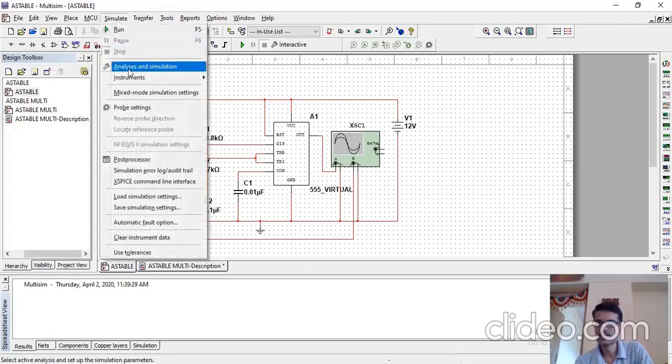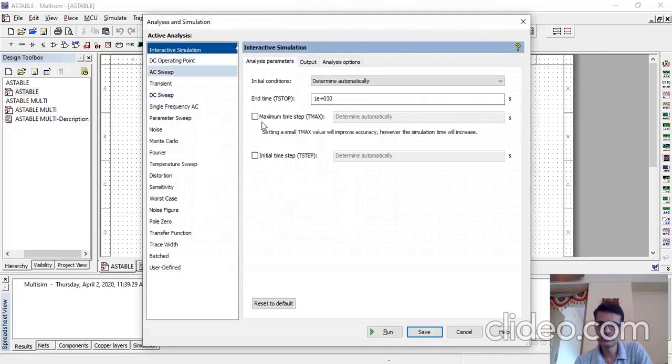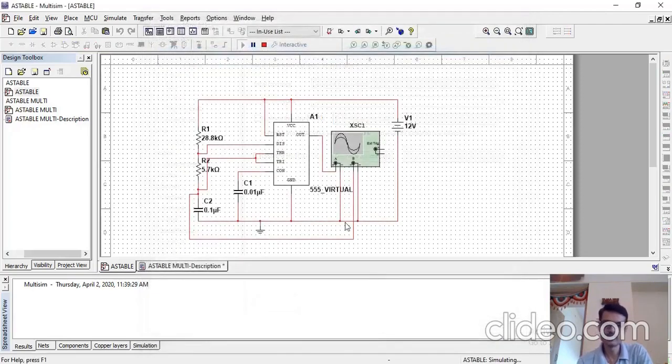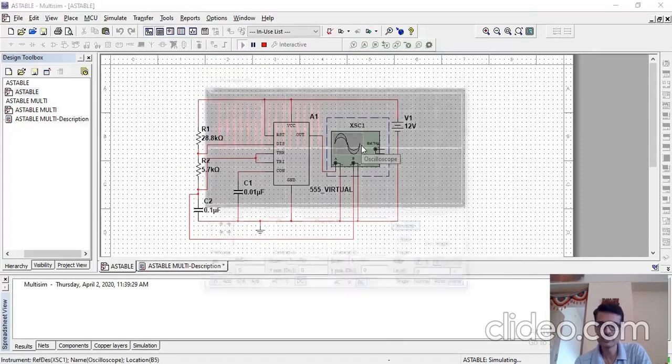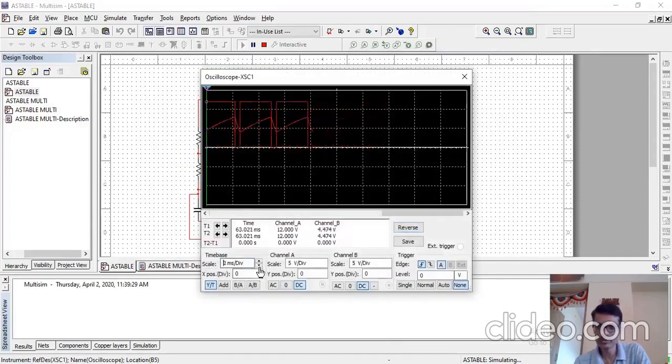Fine. Let me check the analysis in this one. Let me make it point. I think before setting this value, we should run the simulation. Let us check the waveform, whether we are getting the output or not. Yes, we have to set this properly.